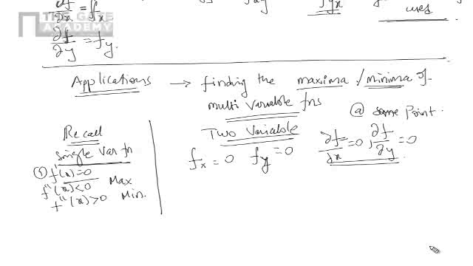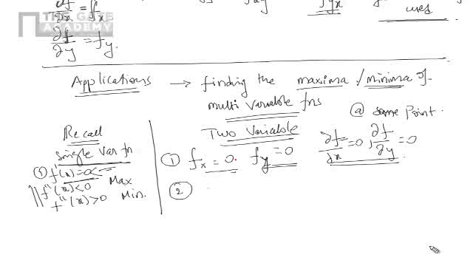This is the starting place. Here we had f dash of x equal to 0. Here we have fx equal to 0, fy equal to 0. This is the starting point. With this we cannot conclude anything. Here also we were not able to conclude anything, right? In this case it can be a maximum or minimum. We went ahead and inspected the second derivative. Similarly here, in the two variable case, we are going to inspect the second derivatives.